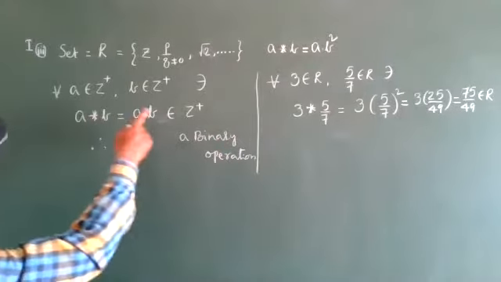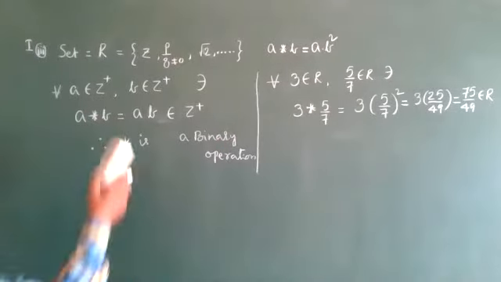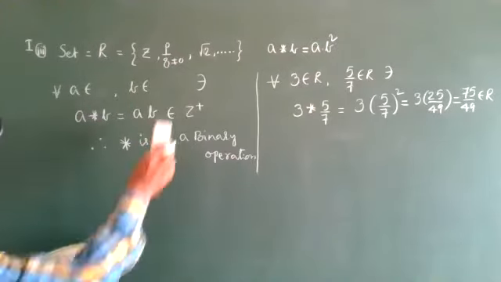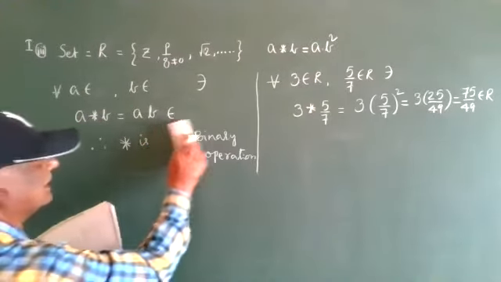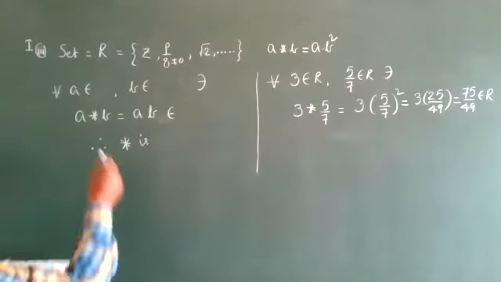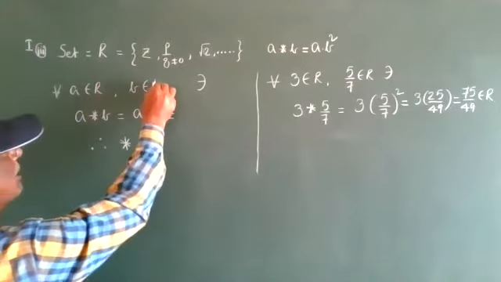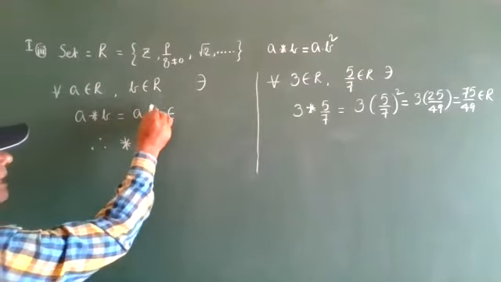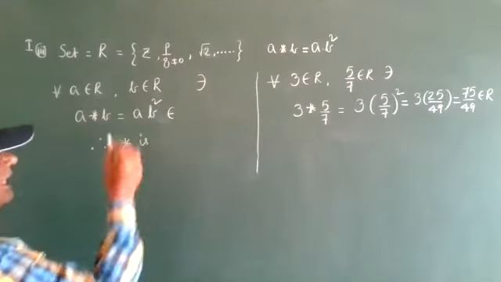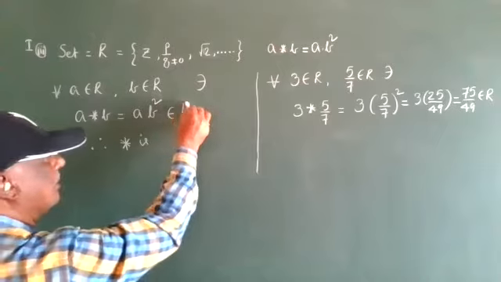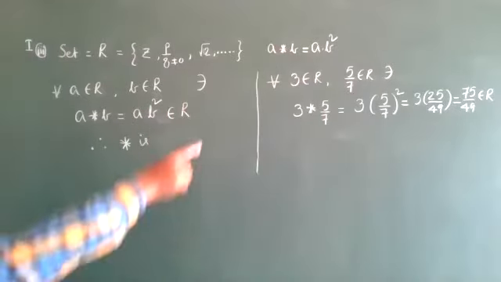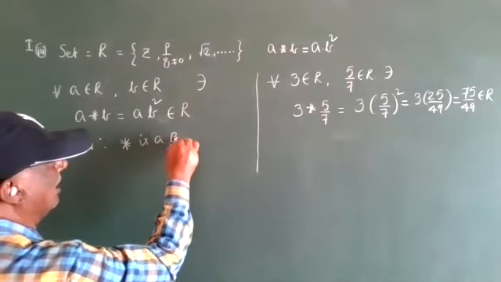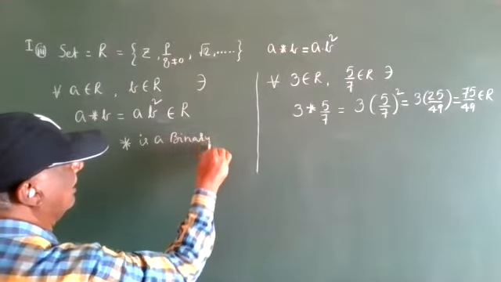Therefore, now write down in terms of words: A belongs to R, B belongs to R, such that A operation B is given by A, first element into second element squared. It also belongs to the real numbers by the example. Therefore, star is a binary operation.